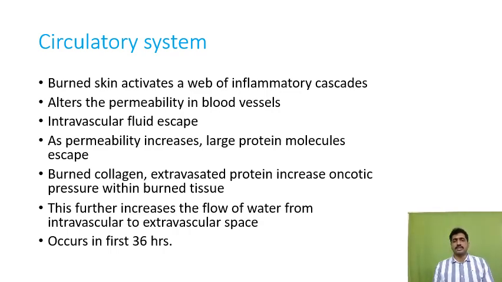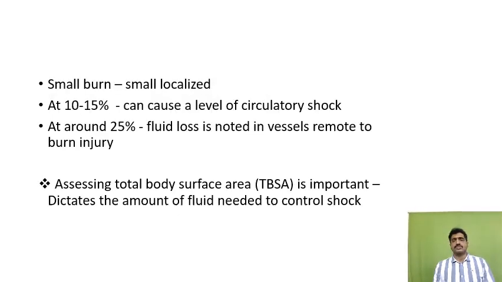The burnt collagen, the burnt tissue, and this extravasated protein all increase oncotic pressure outside the vessels, so more fluid travels from the intravascular space to the extravascular space. Because of this movement, there is decreased intravascular volume. This happens in the first 36 hours of the burn injury, and maximally in the first 8 hours. In small burns, this phenomenon is localized to that small wound. But if the burn is more than 10% in children or more than 15% in adults, the amount of fluid transfer can be so great that it can cause circulatory shock.